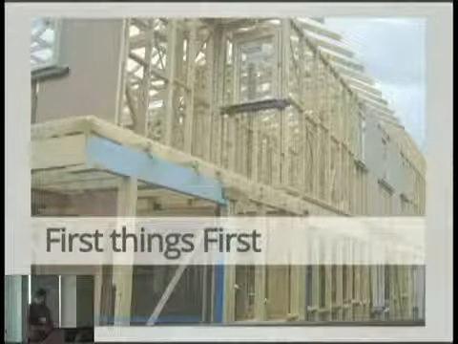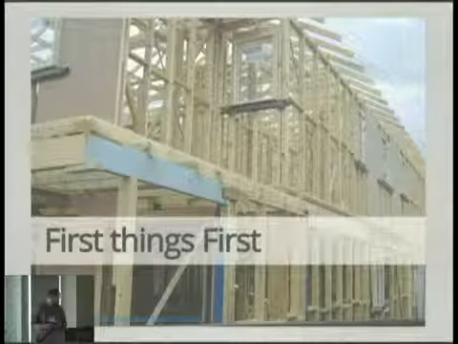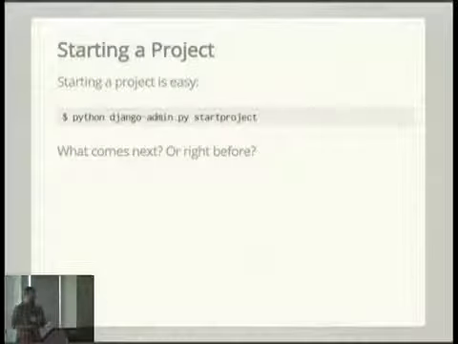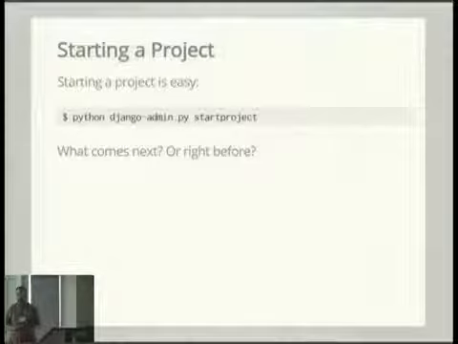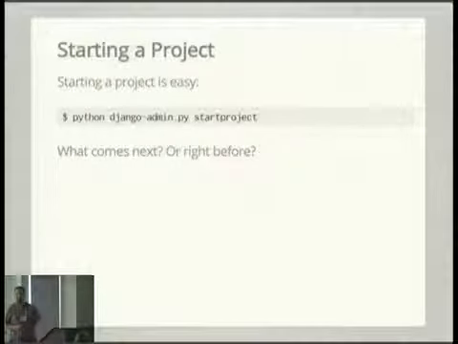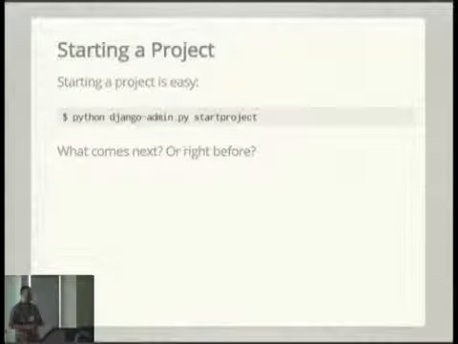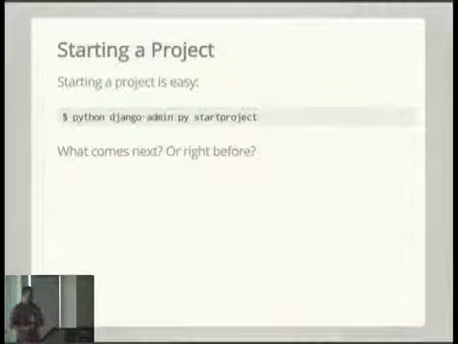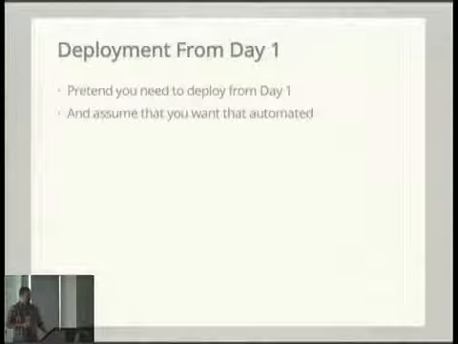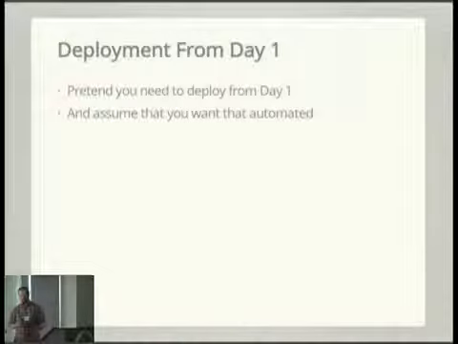So, right. First things first. When we talk about your application environment, your application that you're going to build, it's easy to start a project, right? There's this helper command that creates a bunch of stuff for you and puts a bunch of files in the file system where it thinks it should go. But what comes next or what comes right before that? Here's some things I recommend.